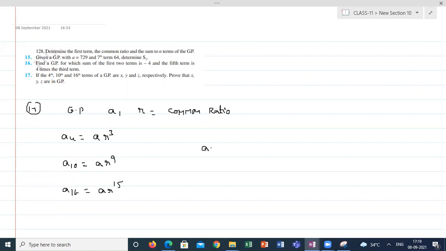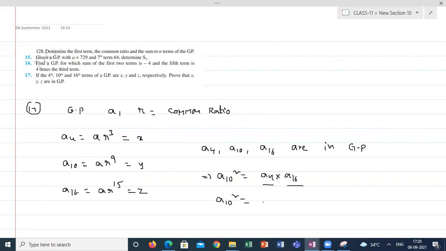We said A4, A10, A16 are in GP. If it is in GP, A10 square will be equal to product of A4 into A16. That is the condition. So he is asking, prove that X, Y, Z are in GP. So he is saying A4 is X, this is Y, this is Z. So he is asking, prove that A10 square is equal to A4 into A16.